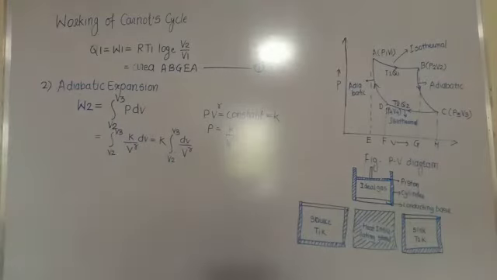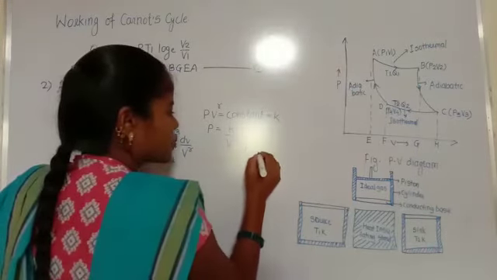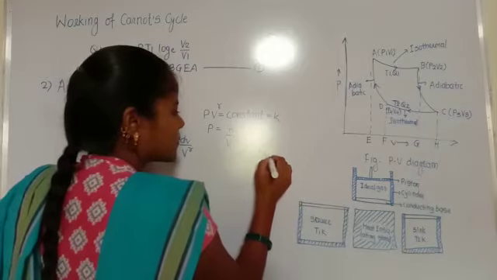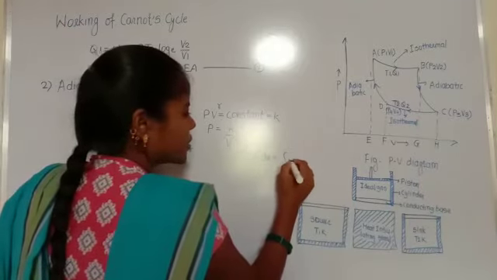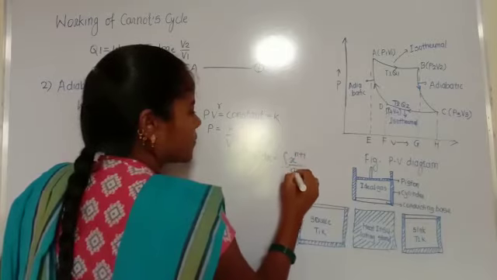We know that the integration of x to the power n into dx is equal to x to the power n plus 1 divided by n plus 1.